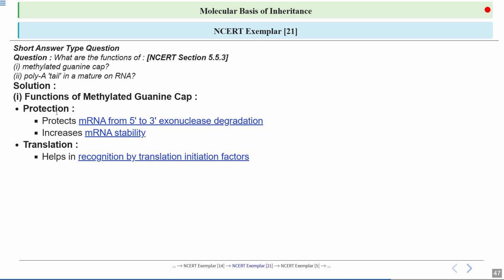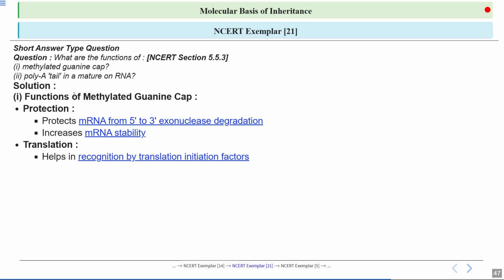Okay, it is protecting the mRNA also. It is increasing the stability of the mRNA also. So this mRNA is being actually tagged by this methyl guanosine cap. So it is tagging it, and it is saying, don't destroy it. It is increasing the stability also.